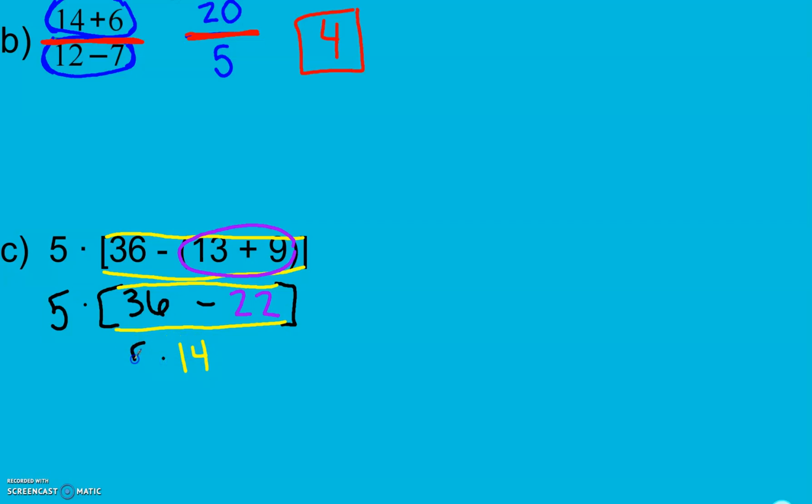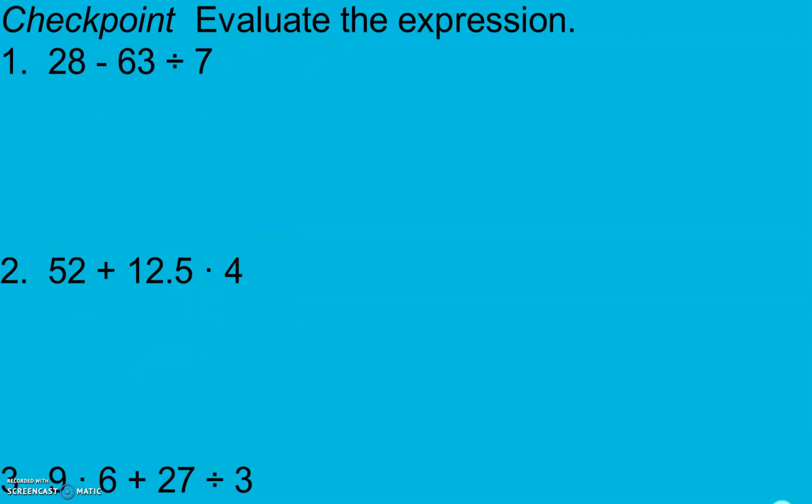That's still being multiplied times 5. And now since all I have left is that multiplication, I can go ahead and do it, and we end up with 70. Now feel free to pause here and give these a try. Number 1, again we're using PEMDAS here.